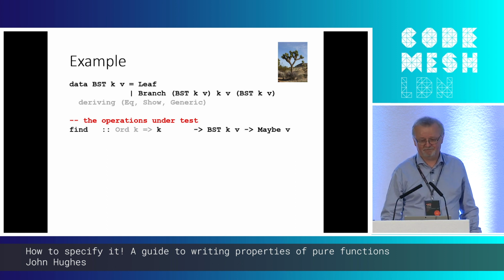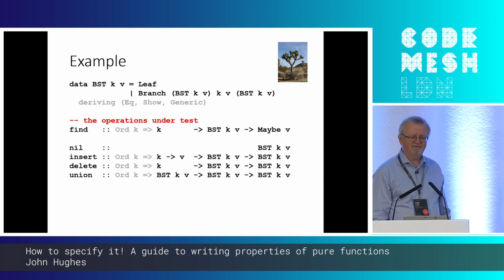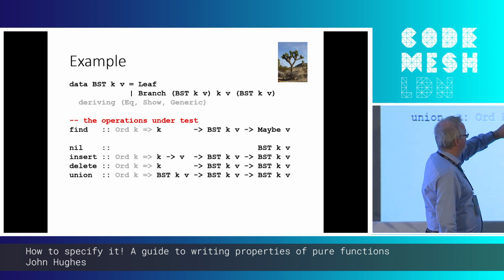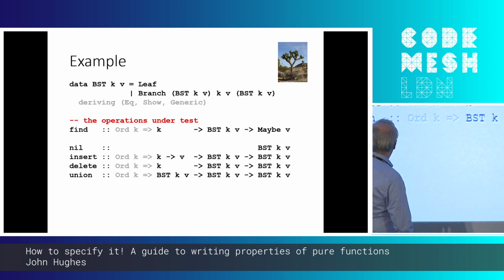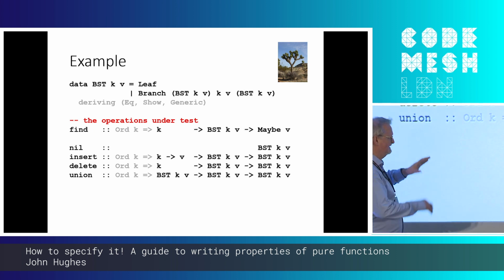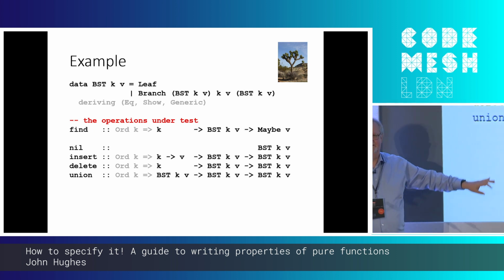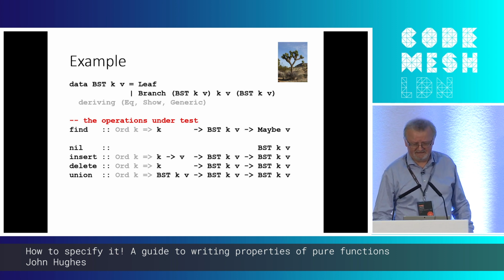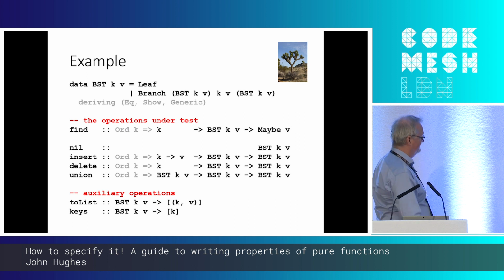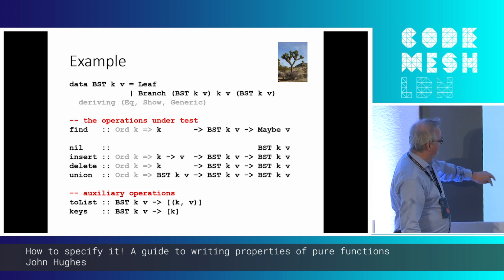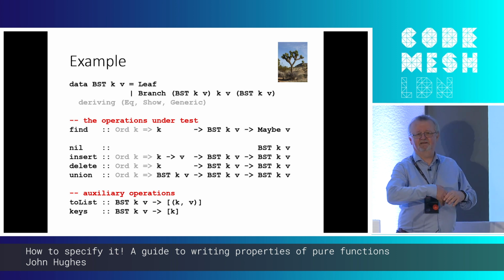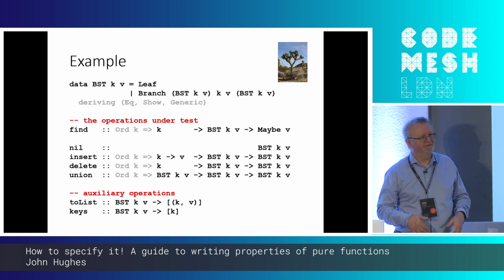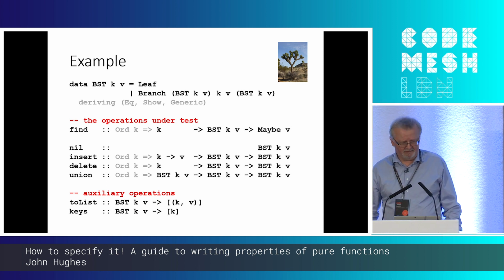I've got 4 operations for building trees. Nil builds an empty tree. Insert inserts a key and value into a tree. Delete removes a key from a tree. And just to make it interesting, let's have union as well on binary search trees. And I'm also going to use a couple of other functions in my properties, which I'm not really concerned to test, but I just need them for testing. ToList is going to take a tree and just return the list of keys and values in that tree. And keys will just return the list of keys. So you'll see those things popping up.